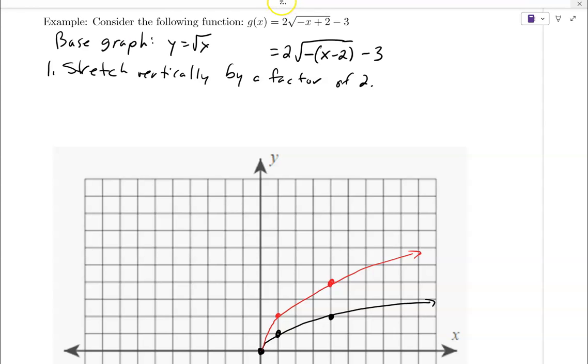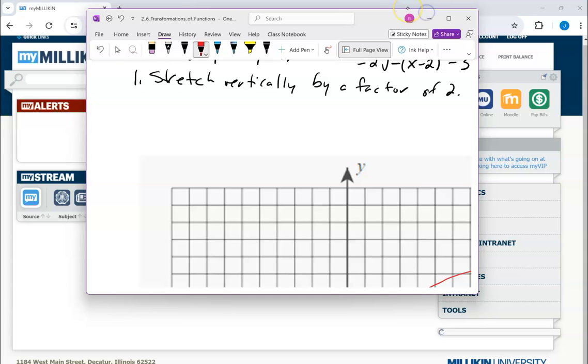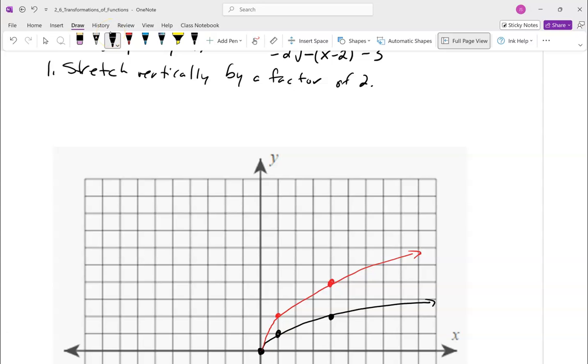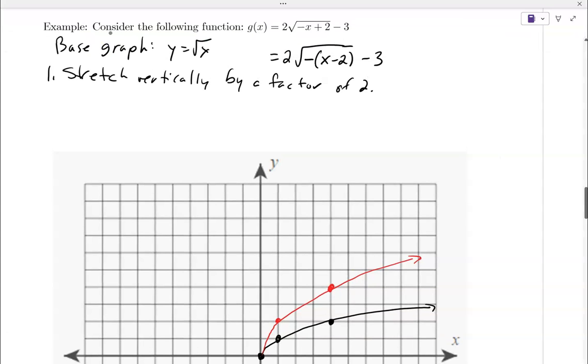Again, going from left to right, the next thing we come across is that negative sign, right? Now, in the previous problems we've done, the negative sign is on the outside, so it affected the outputs. When it did that, it flipped it upside down, right? Top, bottom. This negative sign now is on the inside, so it's going to affect the input. So instead of flipping top, bottom, it's going to flip left, right. It's going to reflect across the y-axis.